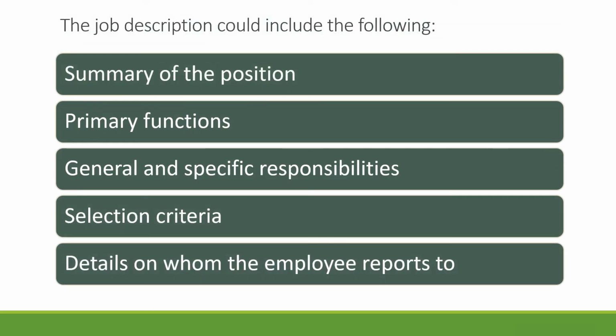So the job description often includes the following: summary of the position, the primary functions, general and specific responsibilities, what the selection criteria is, like what type of candidate they're looking for, and also details on where the person reports to. I just want to mention that these job descriptions should be reviewed regularly, looking at the job responsibilities that have been added or taken away. Jobs evolve and change, and sometimes you end up doing different duties. So it's important that these are updated regularly.